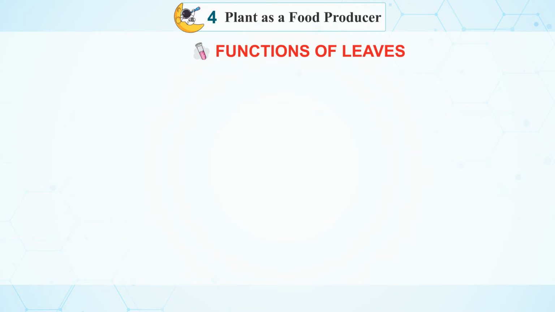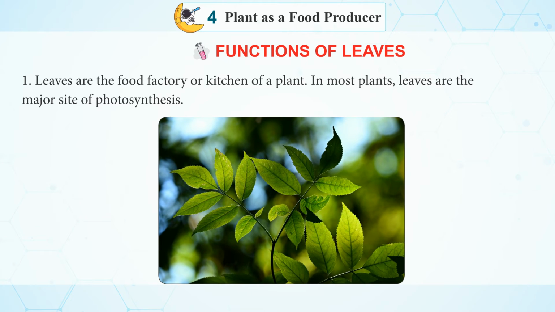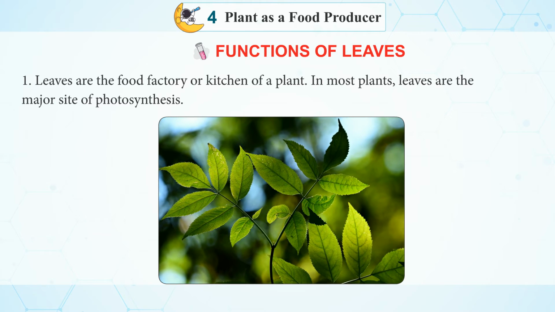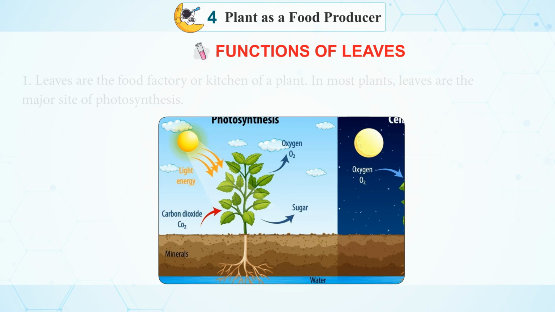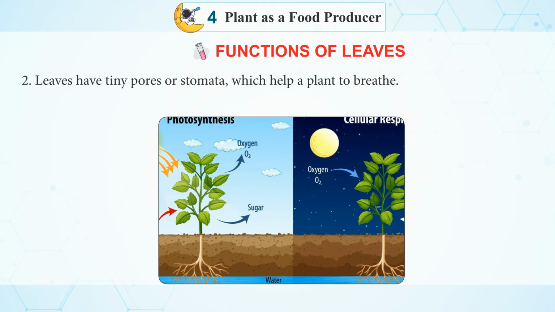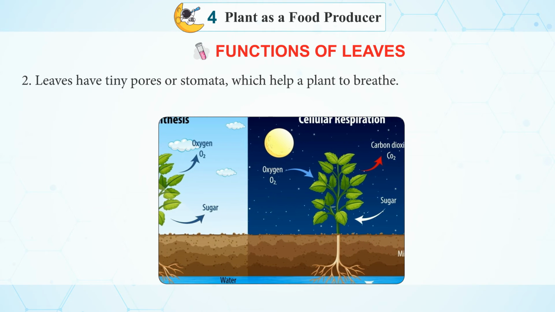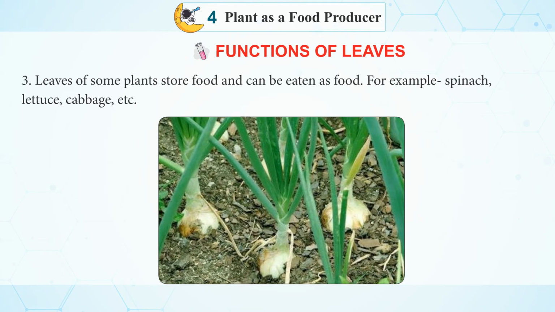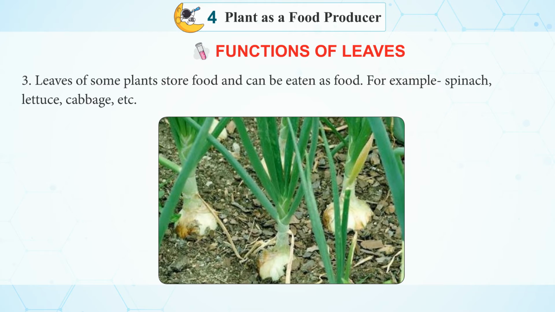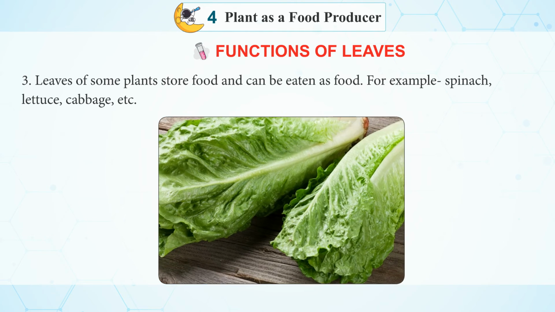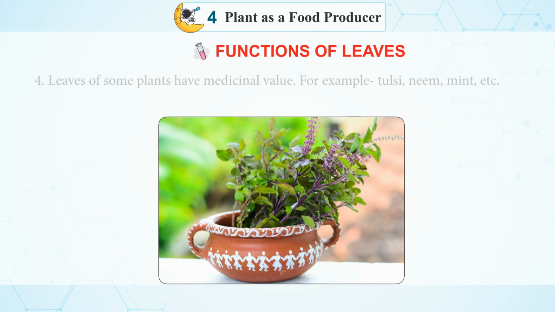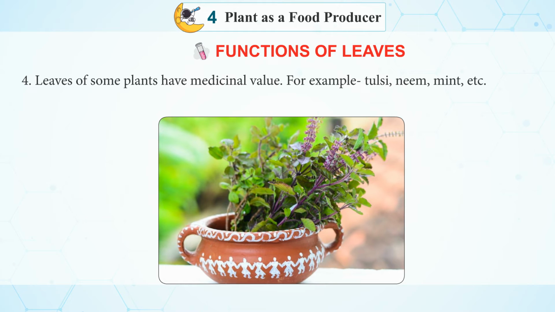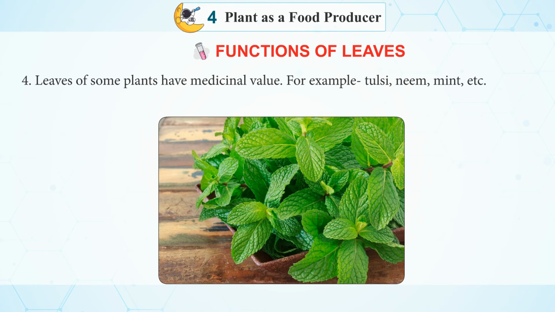Functions of leaves. 1. Leaves are the food factory or kitchen of a plant. In most plants, leaves are the major site of photosynthesis. 2. Leaves have tiny pores or stomata which help a plant to breathe. 3. Leaves of small plants store food and can be eaten as food. For example, spinach, lettuce, cabbage, etc. 4. Leaves of small plants have medicinal value. For example, tulsi, neem, mint, etc.